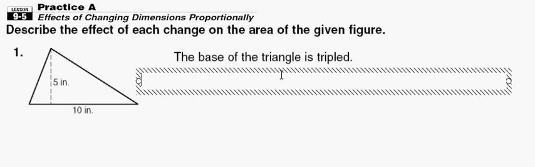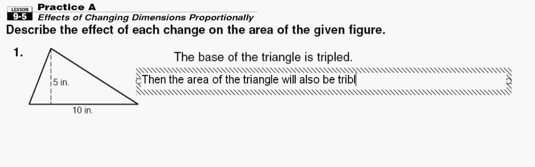Okay, practice A, the effects of changing dimensions proportionally. The instructions are, describe the effect of each change on the area of the given figure. So if the base of the triangle is tripled, then the area of the triangle will also be tripled.